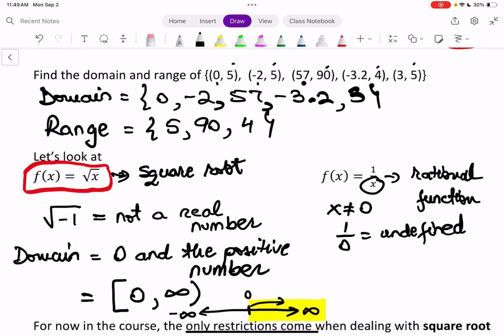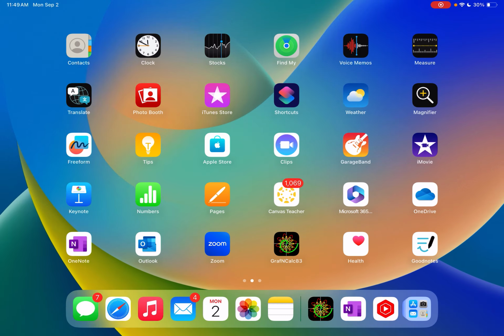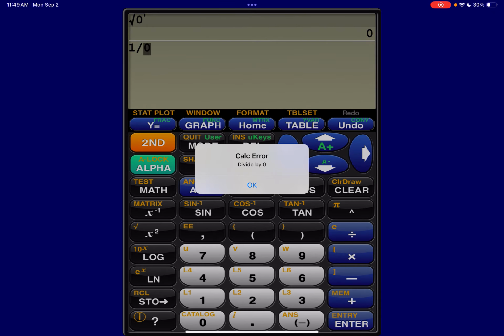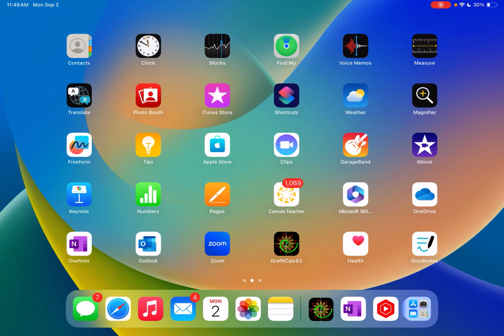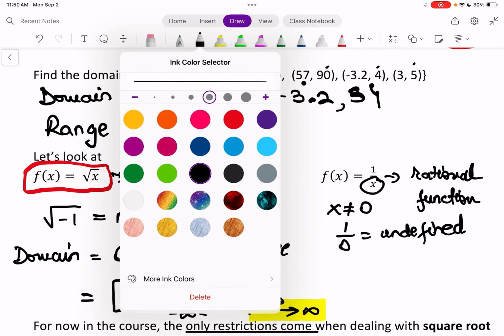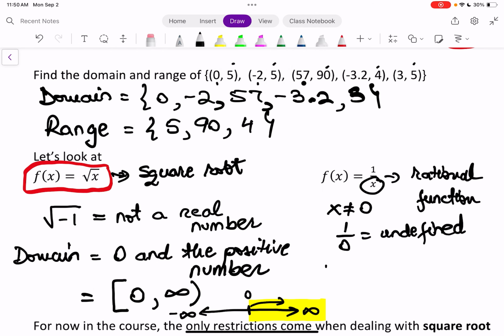So this is going to come up many times. Division by 0 is not possible. Here, ask your calculator if you don't believe me. 1 divided by 0, you can't divide by 0, okay? So not possible, okay? So therefore, the domain of this function is anything, and I can write this several ways.